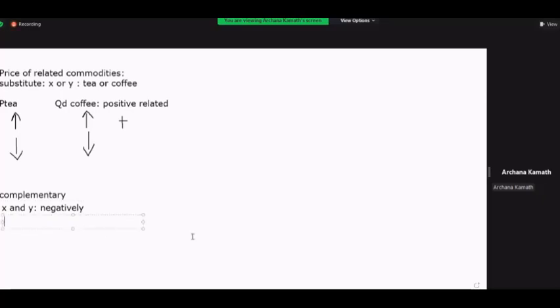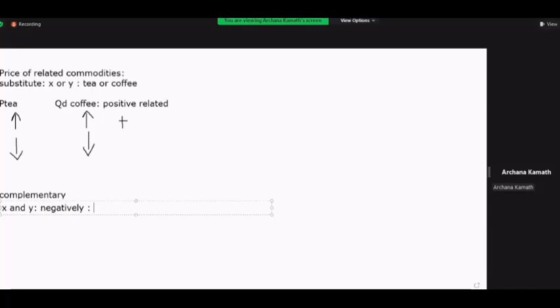Can you give an example for complementary? Bread and butter. Okay, bread and butter. Those who have attended my class will always come forward with bread and butter or bread and jam. Any other complementary commodities that come to your mind other than bread and jam?